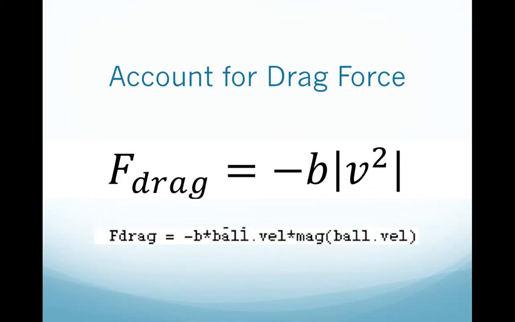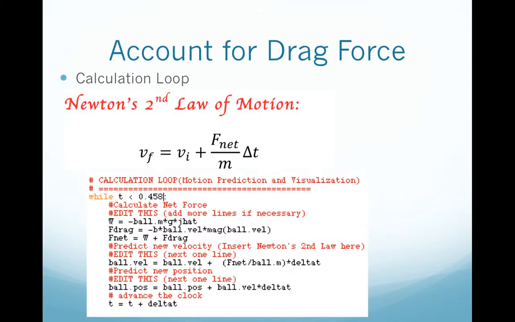We account for drag by using the equation shown here. The constant b is found by trial and error trying to get the same final position. Below is how we enter this equation into Python. The place that we account for this is in the net force. We add the force of drag to the force of gravity to get our total net force.